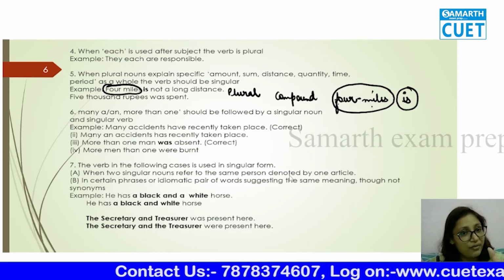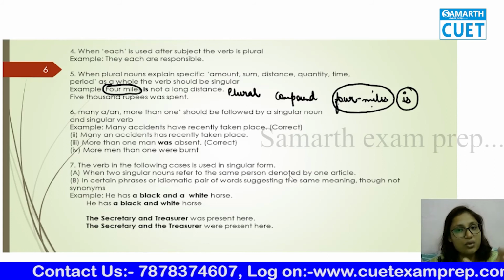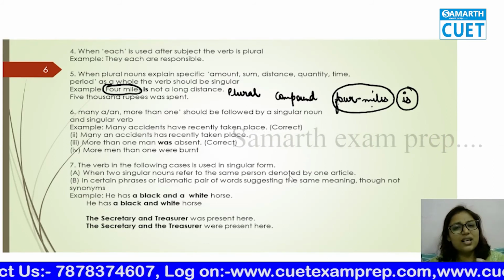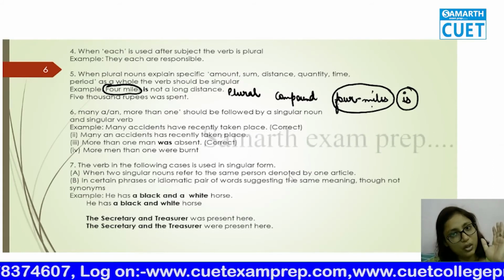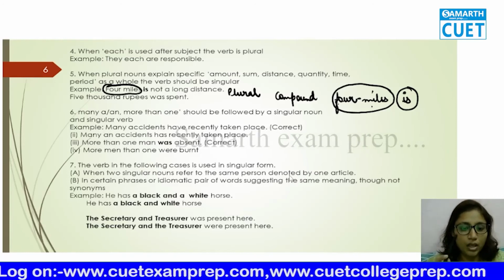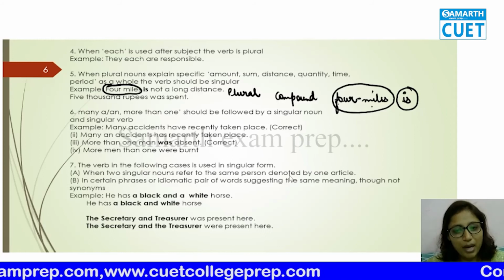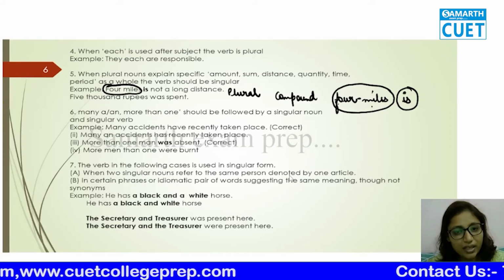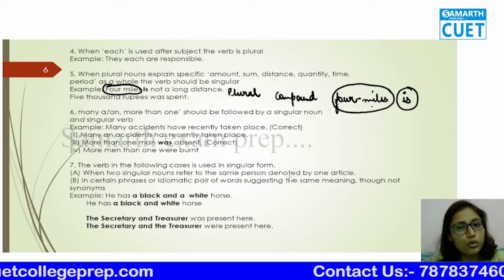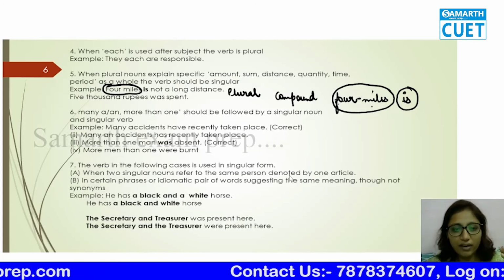So 5,000 rupees is a small amount. Okay, got it? So with compound nouns that are compounded with numbers, for amount, sum, quantity, time, period, we are going to use a singular verb.